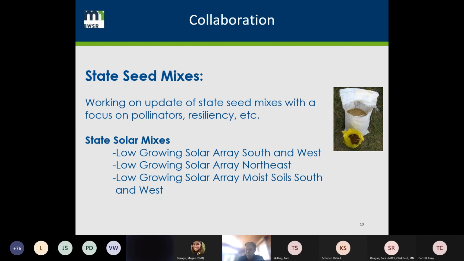Megan talked about seed mixes. We've been collaborating on some state seed mixes for solar projects. Currently, there's a solar array mix for the south and west parts of the state, a solar array mix for the northeast, and then a low-growing array mix for moist soils in the south and west parts of the state.